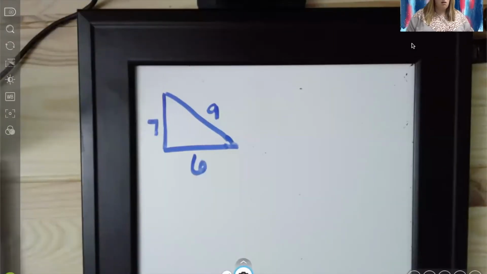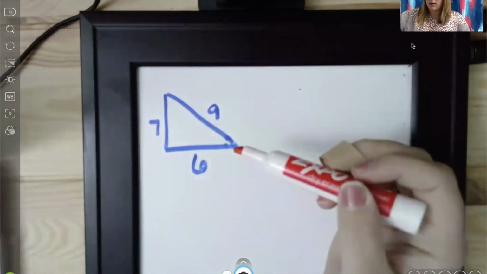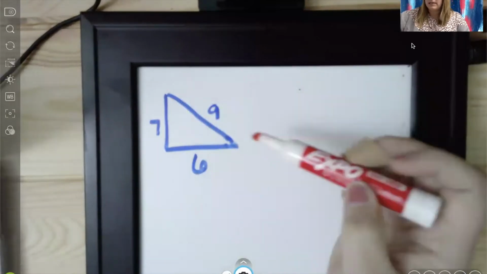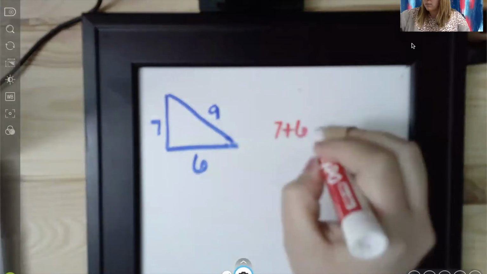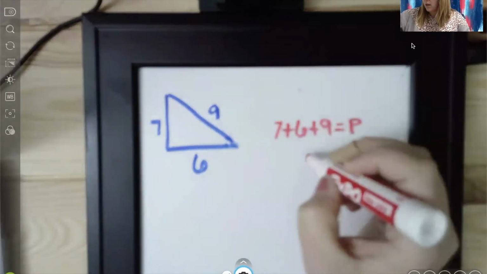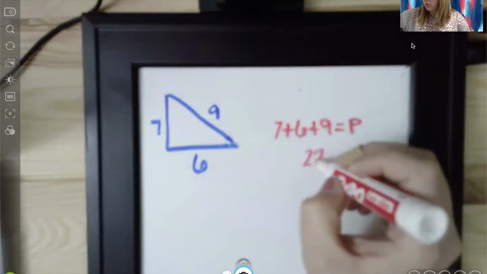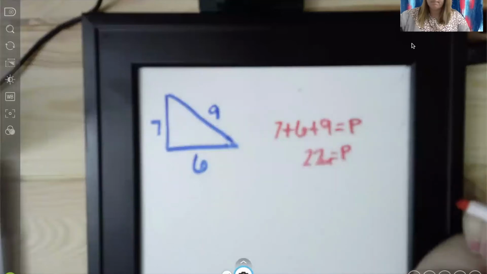So if we again are solving for perimeter and then area, we'll start with perimeter. For perimeter, no matter the shape, we are going to add up these 3 sides. And I didn't write it, but these are all in inches. So I'm going to add 7 plus 6 plus 9 to get my perimeter, and that is 22. So my perimeter is 22 inches.